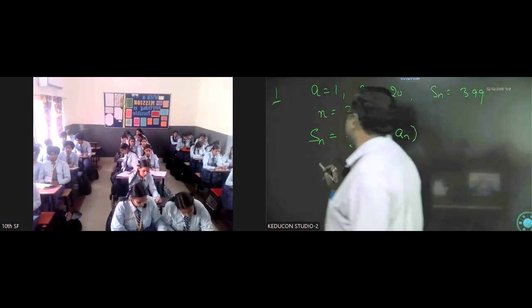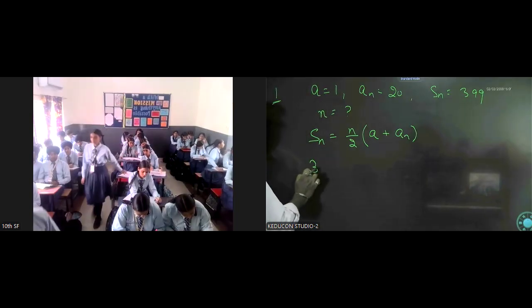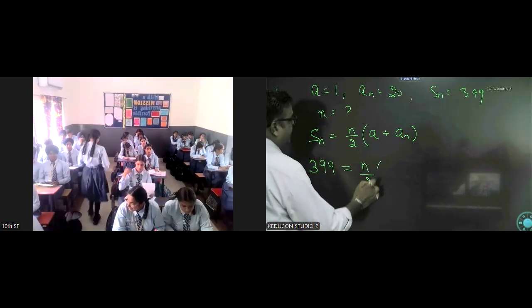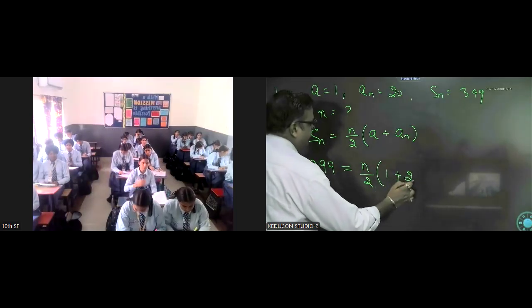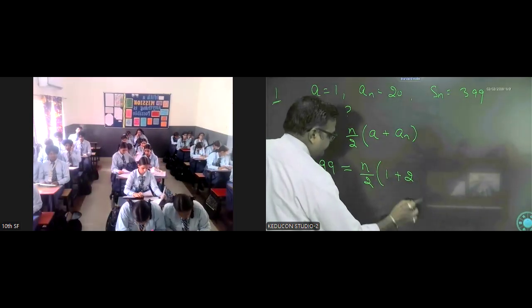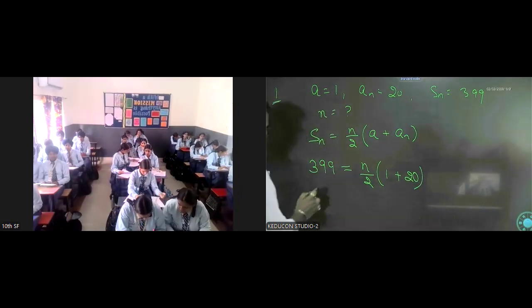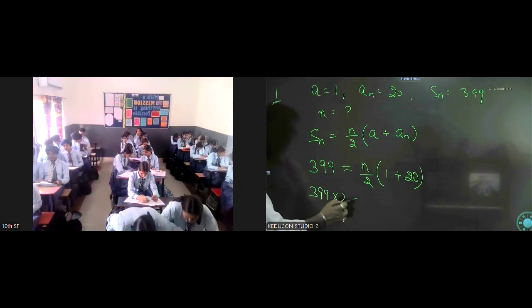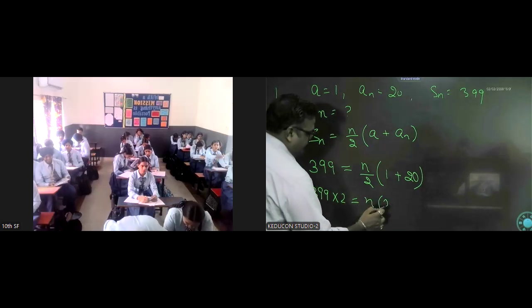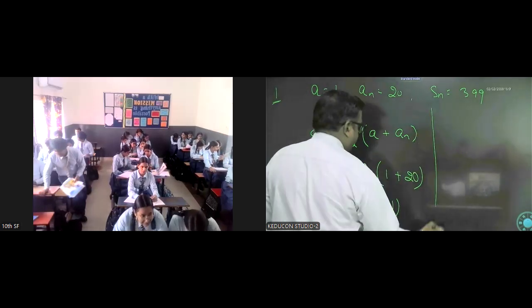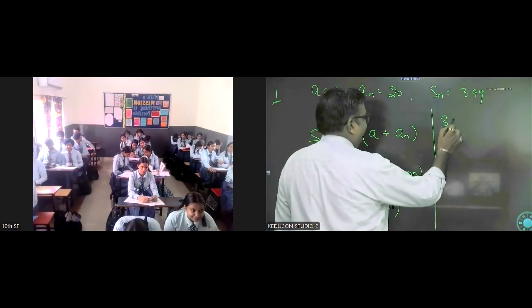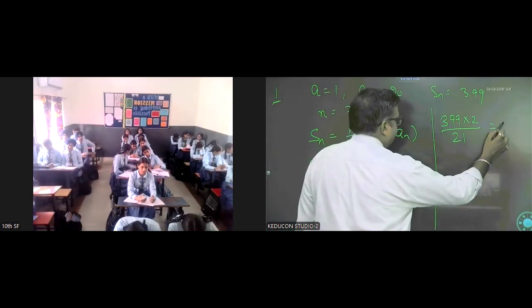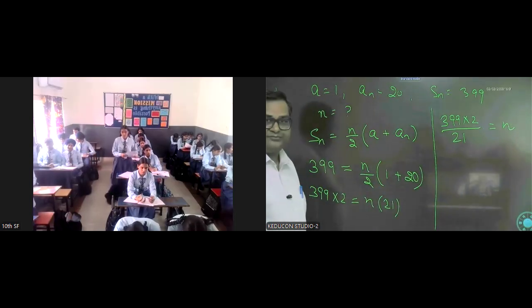Put the value of Sn. What is the value? 399 is equal to n by 2 into (a plus an). Right? So इसको simplify कर लेते हैं बच्चों. 399 into 2 equal to n into 21. Right? So n equals 399 into 2 divided by 21. इसको solve कर लीजिए बच्चों.